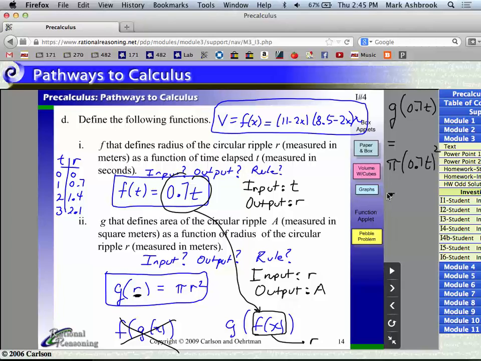I can simplify that, and I get 0.49 pi t squared. What I just came up with was a new function called h of t. What's the input of that? Time. What's the output? See, we just found the one-step rule. There's the one-step rule that bypasses radius. Put in the time, it gives you the area. So that's the one-step version.